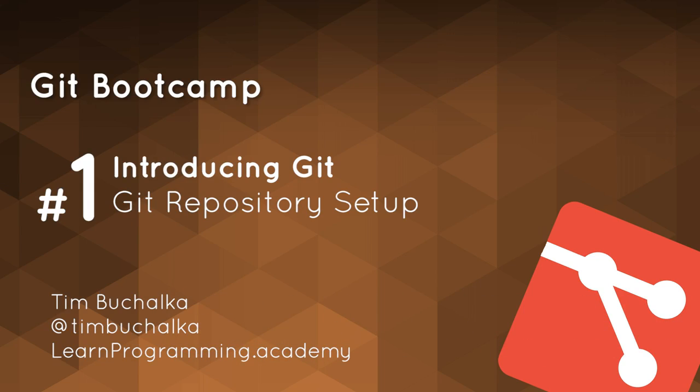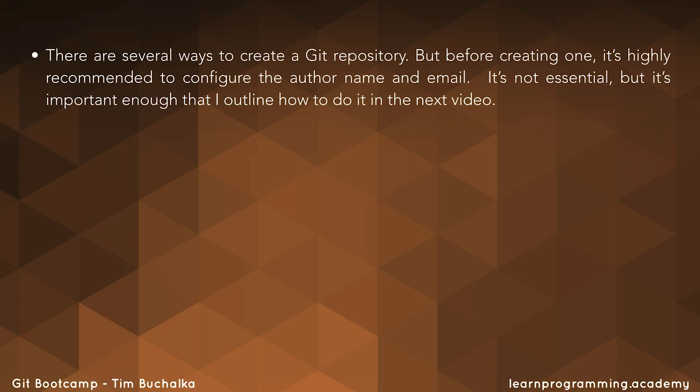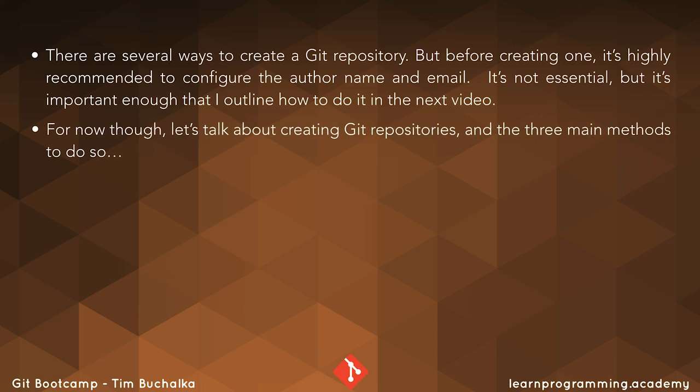So there's several ways that we can use to create a Git repository. But before creating one, it is highly recommended that you configure the author name and email address. Now, it's not essential, but it is important enough that I'm going to outline how to do that in the next video. For now though, let's actually talk about creating Git repositories and the three main methods to do just that.